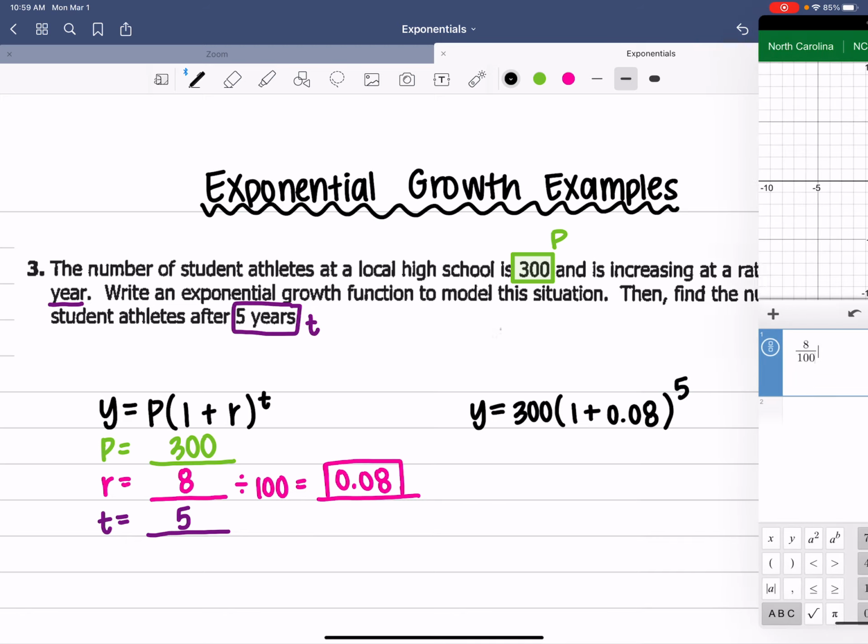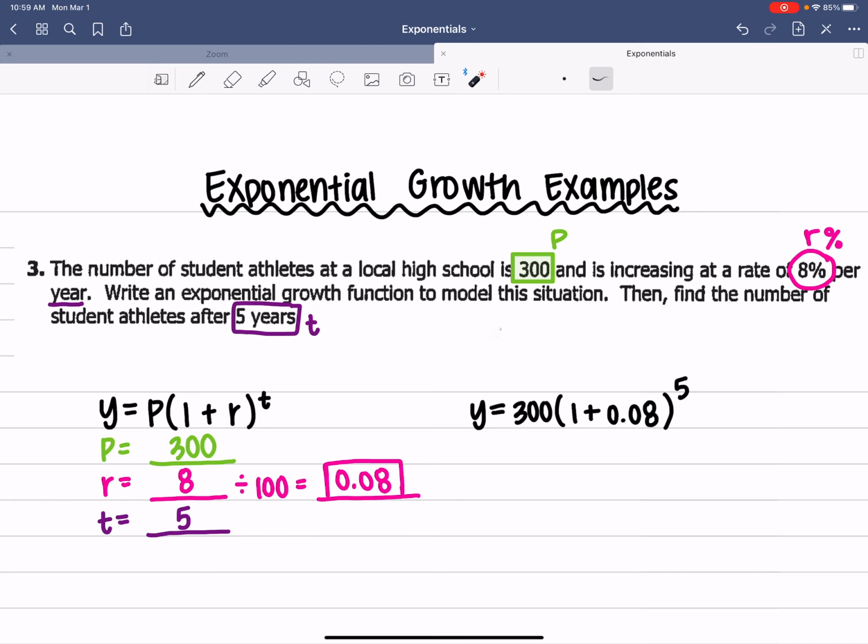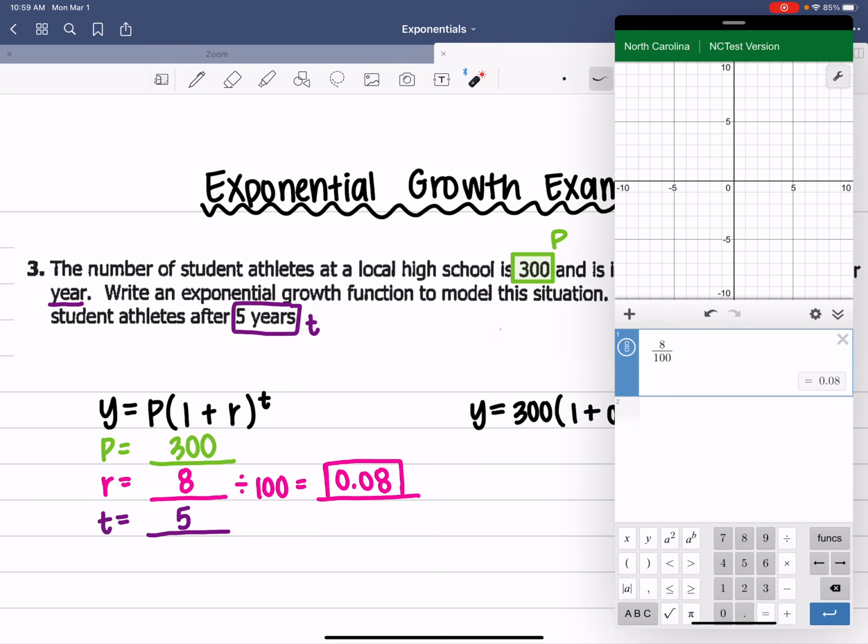So in Desmos, we only need to type in this information. We do not need to type y equals. We just want to calculate that total amount. So 300 times 1 plus 0.08 raised to the power 5.